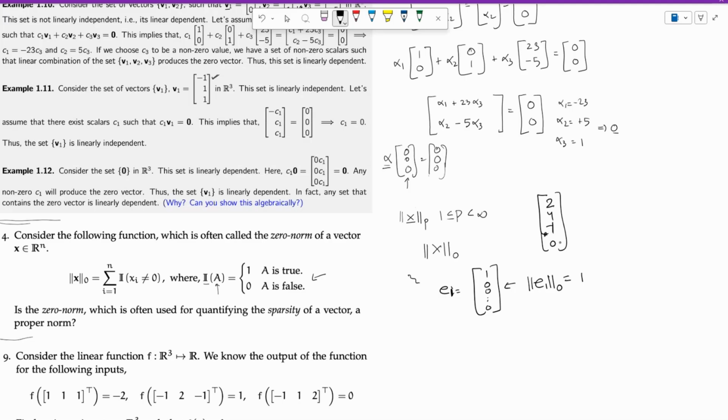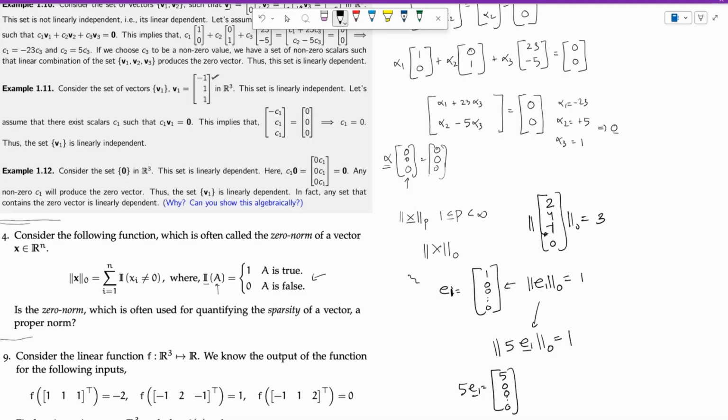What about something like this? What would be the zeroth norm of this? 3. Count the number of non-zero elements. Now, I take e1, I multiply it by 5, and I take the zeroth norm of this. What is 5 times e1? It'll be 1, because all you're doing is counting the number of non-zero elements.